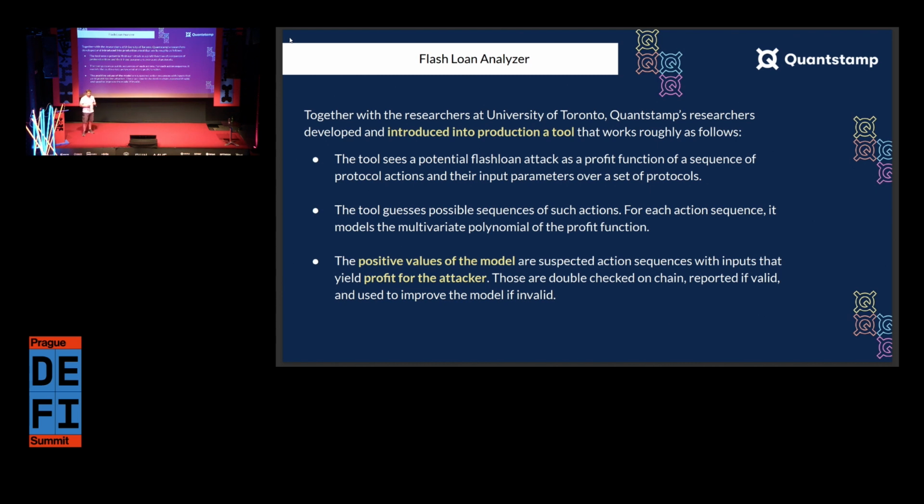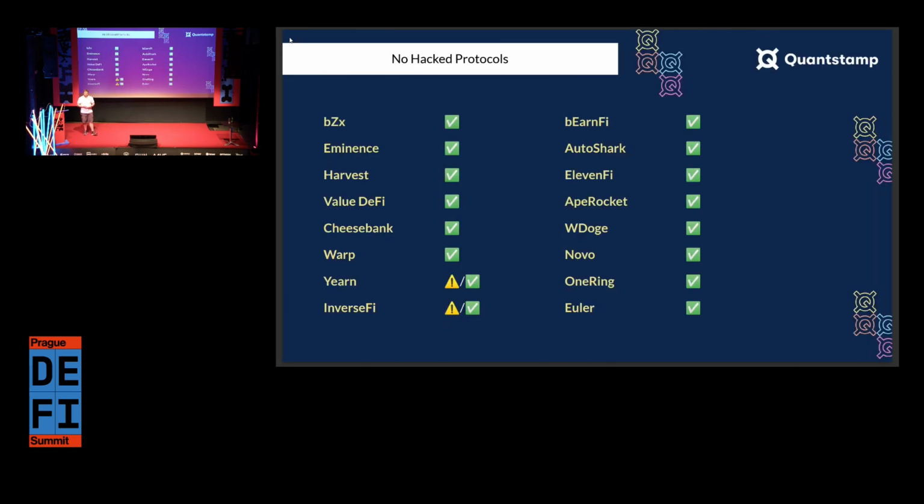If the parameters and the action sequence do not result in a hack, or do not really provide the profit that was estimated by the model, then we can use this to reinforce the model and improve it, right? And we have magnificent results with that. All those protocols that I've showed you before, we are automatically able to find all those hacks. So that's $300 million that didn't have to be lost to hackers in the past. And this is where we currently stand. I have these little exclamation marks by Inverse Finance and Yearn.